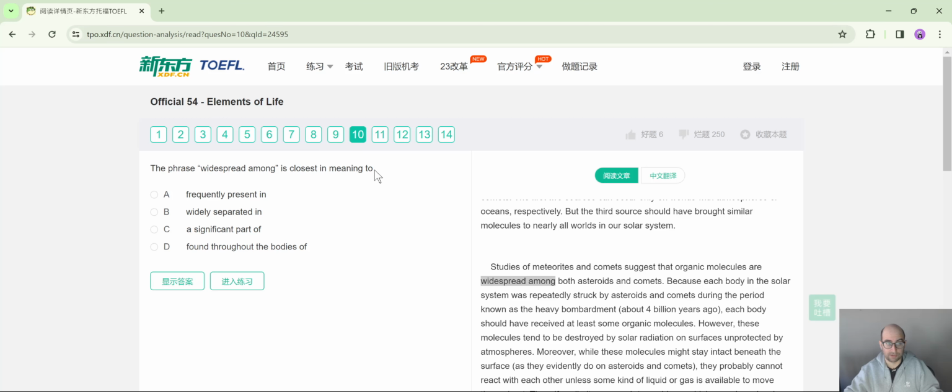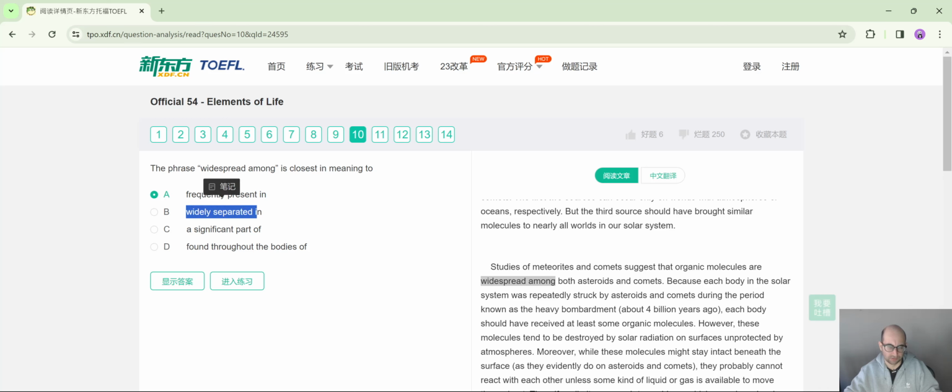So another vocab question. Vocab in context. So if something's widespread, obviously it's everywhere, right? So studies of meteorites and comets suggest that organic molecules are widespread among both asteroids and comets. So they're commonly found in asteroids and comets, basically. Now, which one's closest to this? Frequently present in. Sounds good, but let's check the rest.